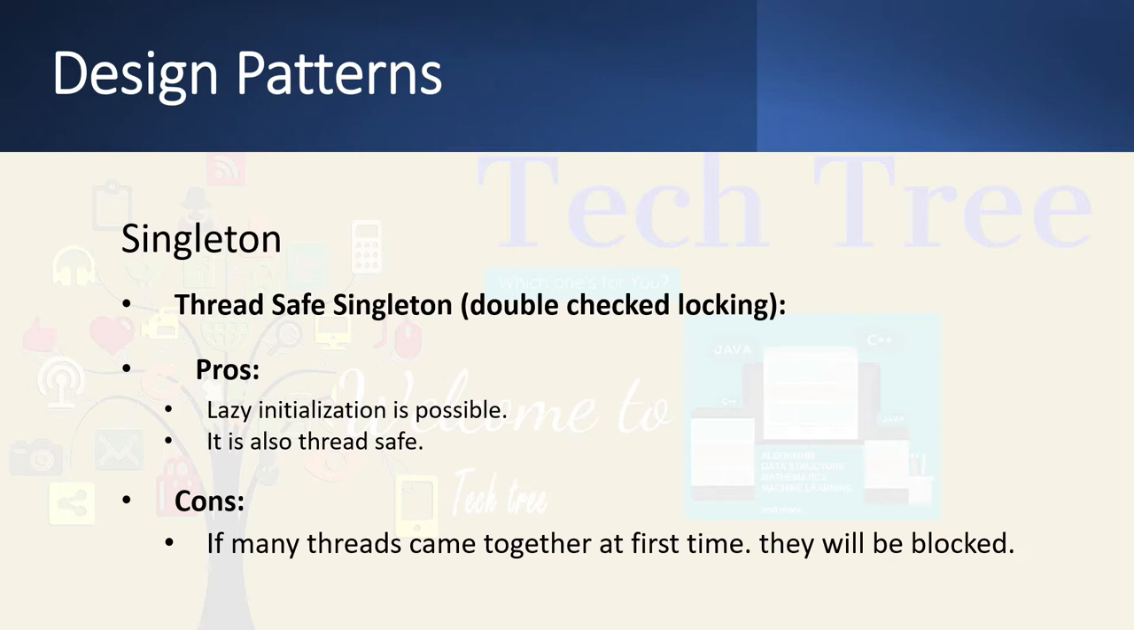In the previous example, we implemented double check locking, but there are still some problems that we have seen. Suppose the first time many threads come together in the get instance method, they will all be blocked. So this is the problem.